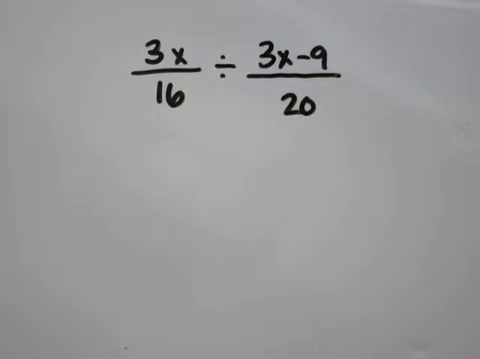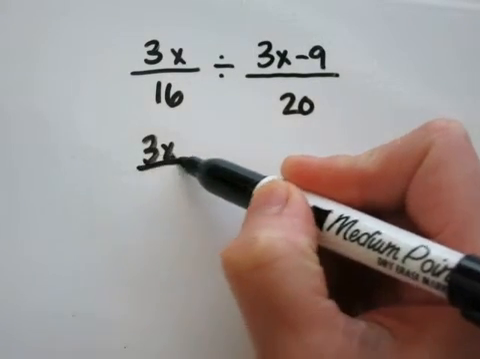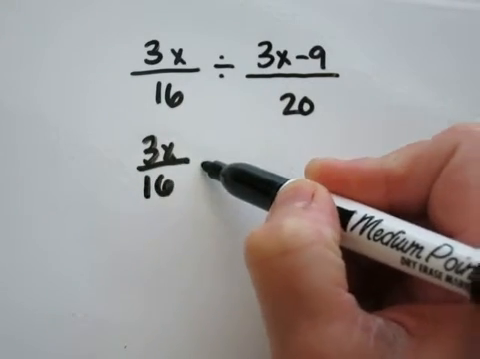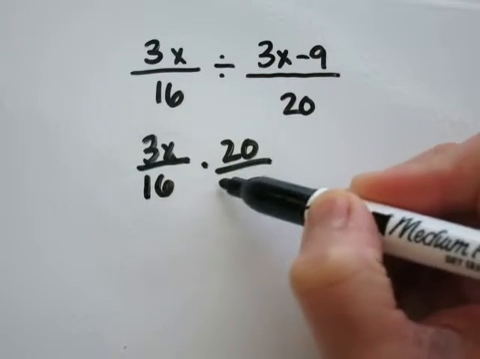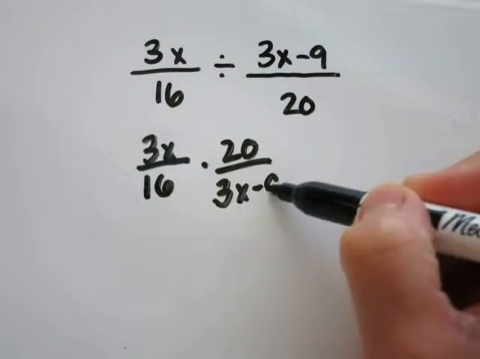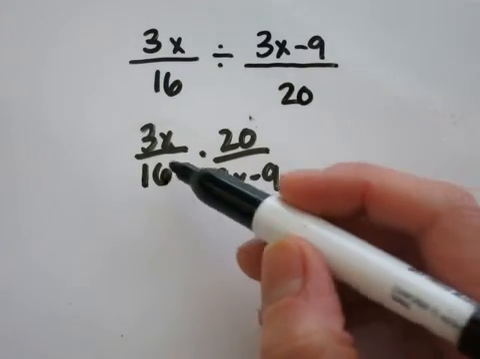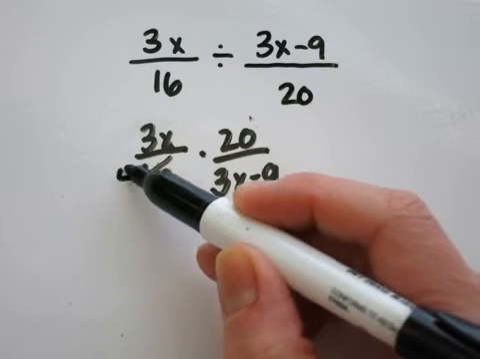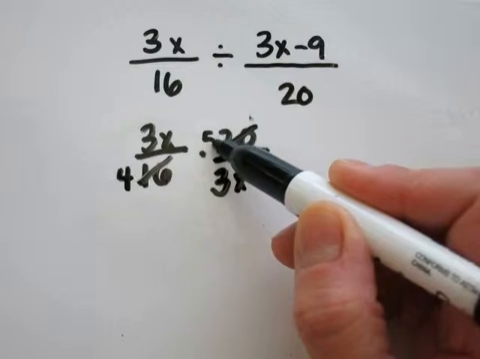Problem 14, 3x over 16 divided by 3x minus 9 over 20. Right away I'm going to rewrite the problem since I'm dividing fractions. Multiply by the reciprocal, which would be 20 over 3x minus 9. Both 16 and 20 are divisible by 4. 16 divided by 4 is 4. 20 divided by 4 is 5.